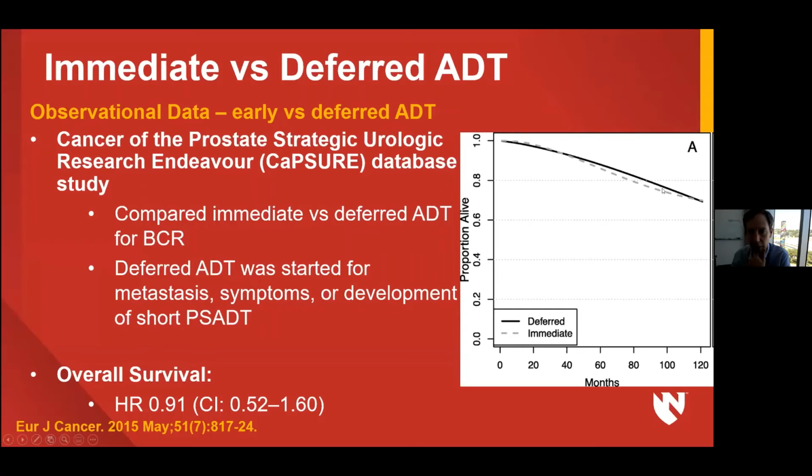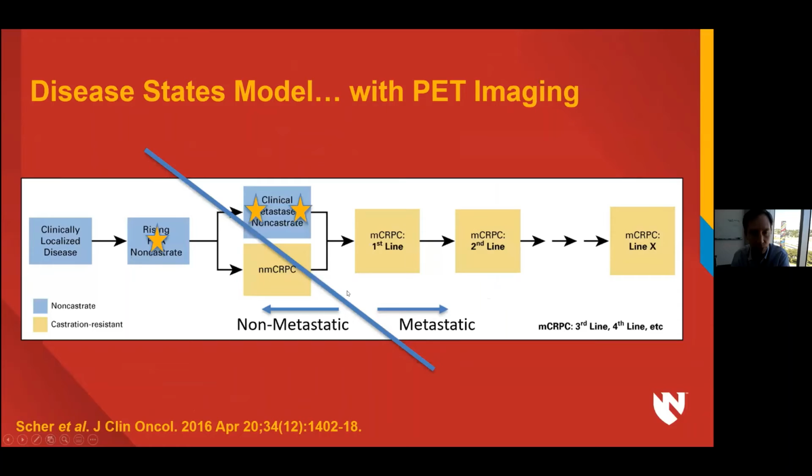In this database study, there was not a statistical difference between early versus deferred ADT. So while with patients with overt metastatic disease we could demonstrate that very aggressive treatments, either with chemotherapy or novel hormonal agents, could demonstrate a survival benefit, on the other side of our line, in patients with biochemical recurrence, it's hard to even demonstrate that early systemic therapy is necessarily of value.